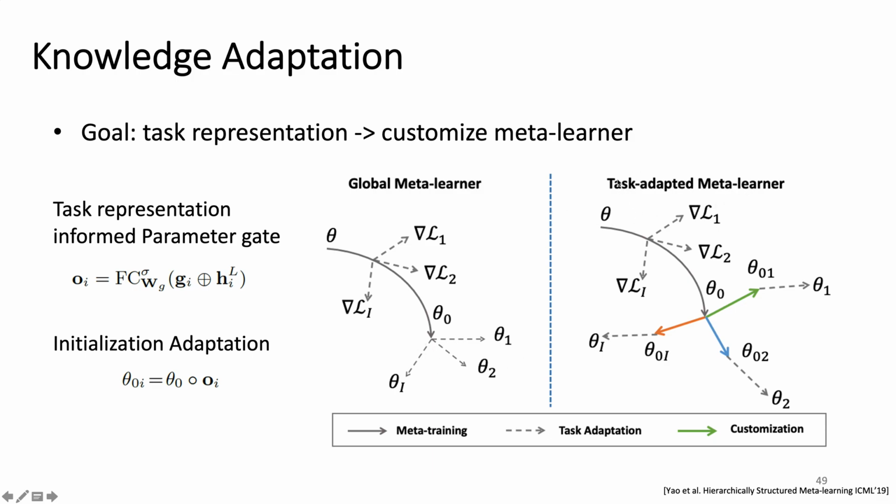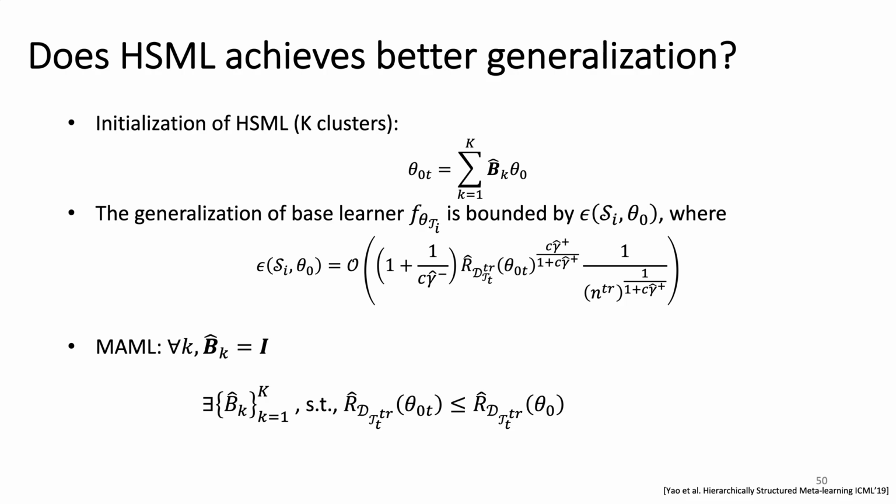And then we do a task-adapted meta-learner from theta, and we can go one step to customize it for the new initialization, and then do the task-adapted steps. To do that, we use the task representation and map it to a new space to design a parameter gate, and then use this gate to customize or modulate the model initialization. Thus, HSML can distinguish different groups of tasks and customize the model initialization.